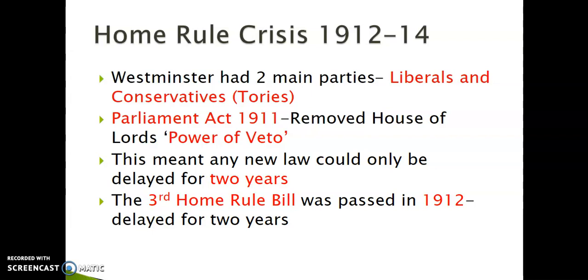So in Westminster there were two major parties. You had the Liberal Party, which was led by Herbert Asquith. He was the Prime Minister in 1910. And you had the Conservatives, or the Tories, who were led by Andrew Bonar Law. They supported the Unionists and were against Home Rule.